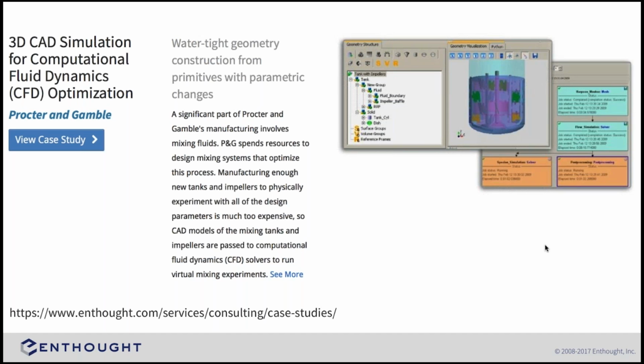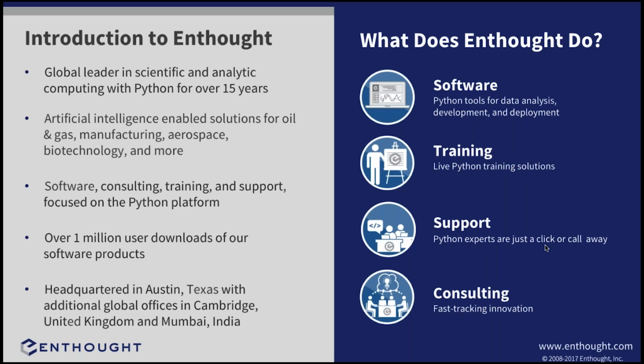So that's what we call scientific and analytic computing, right? The software is not the end goal. The software is in service of a scientific or engineering process or product. And Enthought has been a global leader in that kind of computing for over 15 years. Mostly we focus on Python. In more recent years, we've been doing a lot of work with artificial intelligence-enabled solutions in oil and gas, as well as manufacturing and aerospace, biotech, and others.